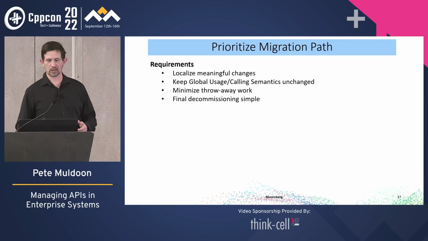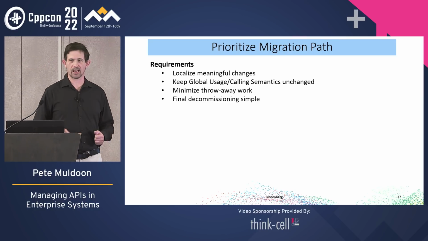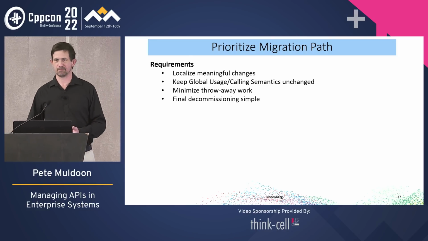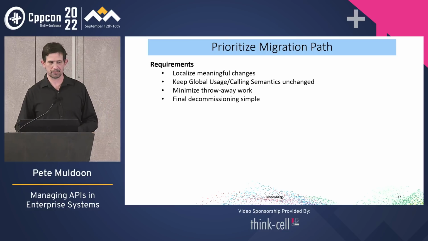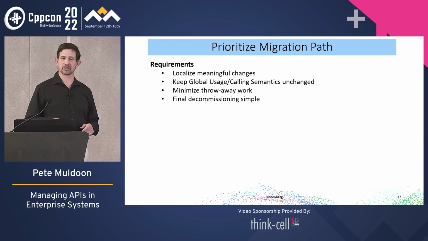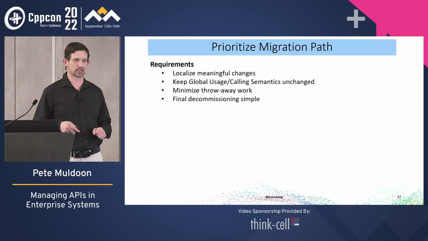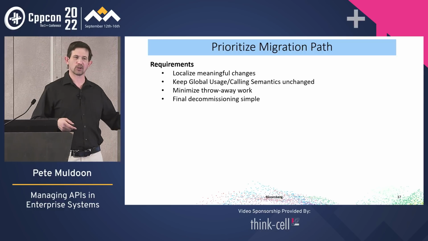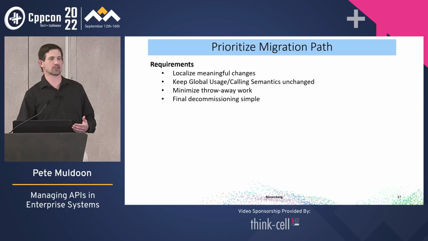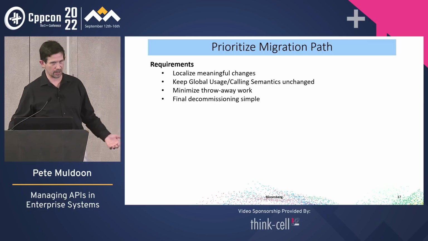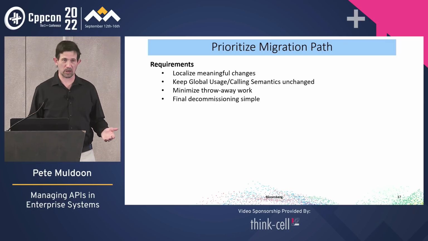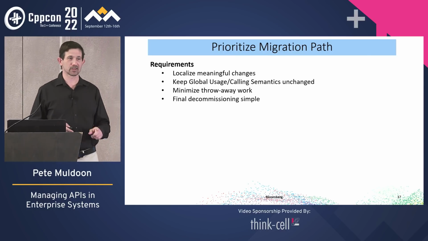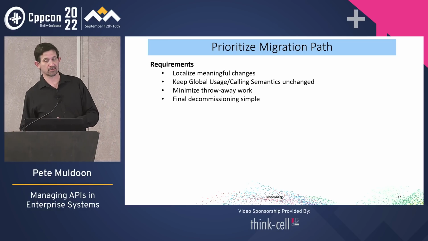So my requirements are I'm going to localize meaningful changes. And what I mean by that is anything that's handling the routing, anything that's handling the different requests is all in one spot, so you can't mess with different versions of it. I'm going to keep the global usage of this the same. That means that all my handlers are going to look conceptually like it's the same thing. We're not going to bring in branching and different ways of calling the code. We're going to satisfy the contract we currently have with all our global users, in this case our handlers. And that means we're going to minimize throwaway work, and the final decommissioning is going to be simple. Because I've thought of the final decommissioning, I believe I'm putting myself on a better path.